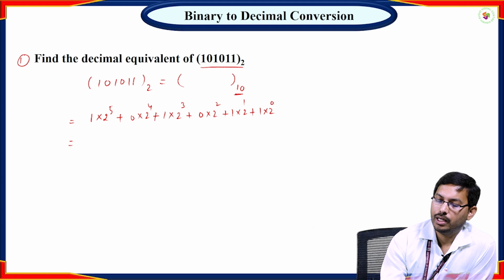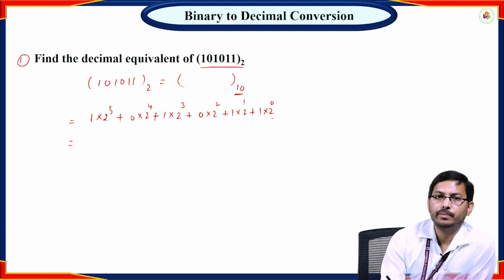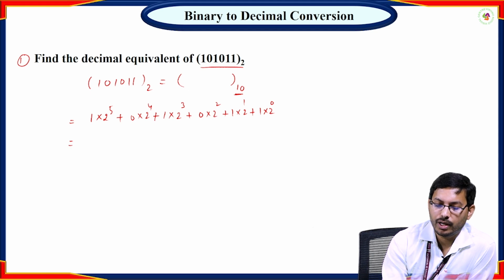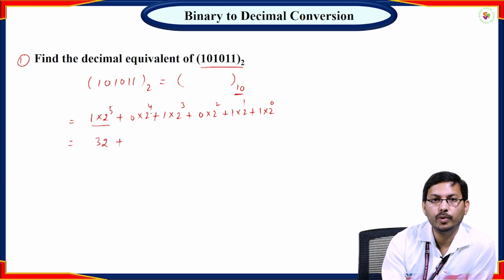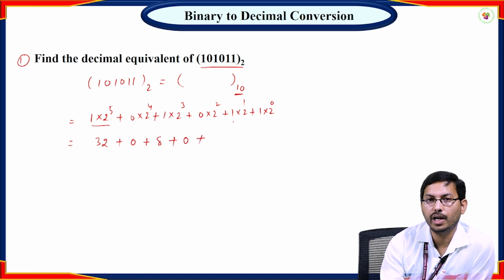So like that, for each and every bit we need to multiply by powers of 2: 2 power 0, 1, 2, 3, 4, 5. After multiplying, just solve this one. 2 power 5 is equivalent to 32, 2 power 4 into 0 is 0, 2 cube into 1 is 8, 2 square into 0 is 0, 2 power 1 into 1 is 2, and 2 power 0 is 1.